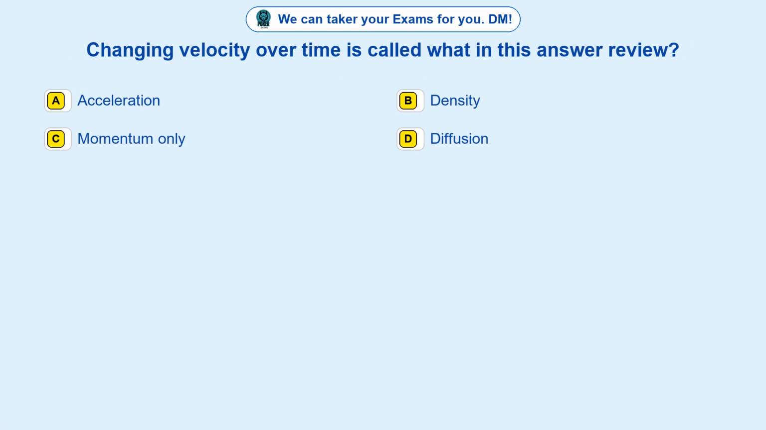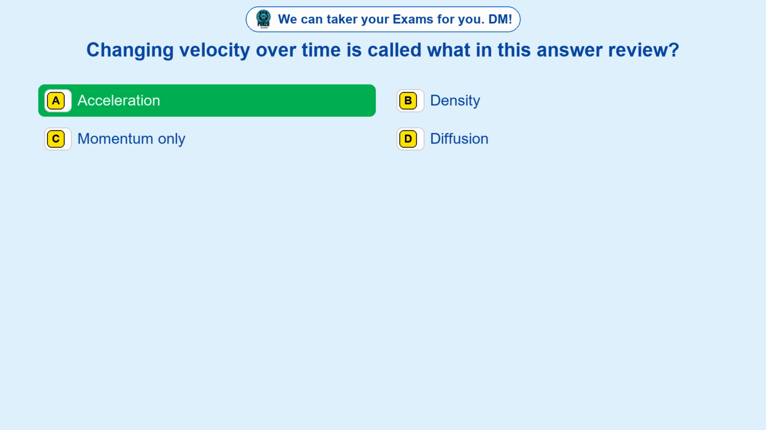Question 56. Changing velocity over time is called what in this answer review? Option A, acceleration. Option B, density. Option C, momentum only. Option D, diffusion. The correct answer is option A. Acceleration.